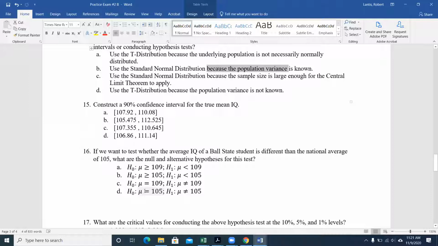So here, what type of tailed test do I have? Two-tailed test, right? Because anytime I see a not equal to sign in that alternative, I know I have a two-tailed test, or think about it this way.